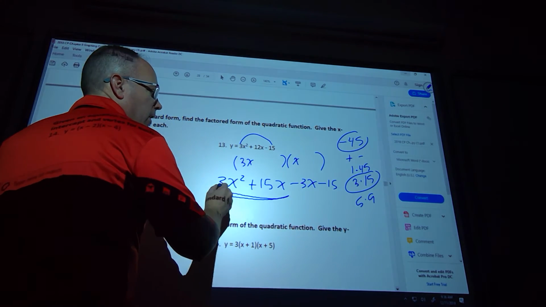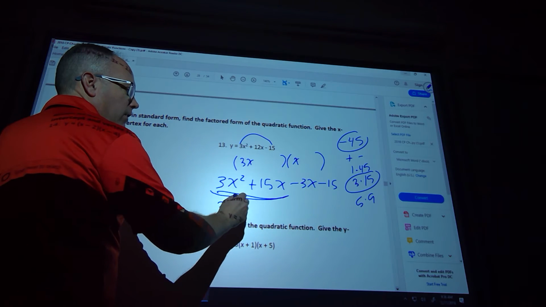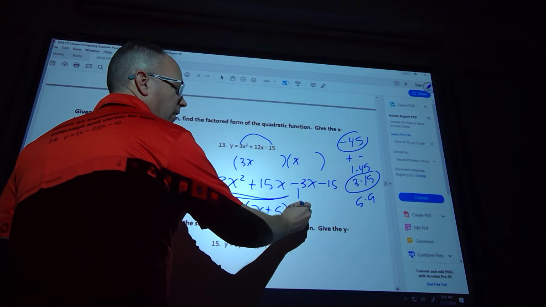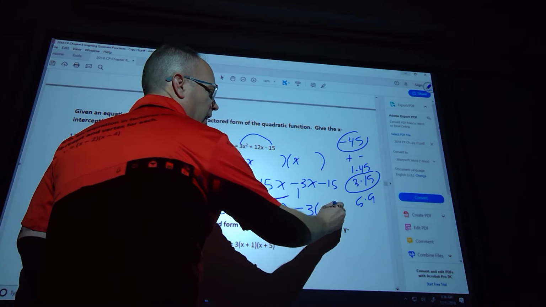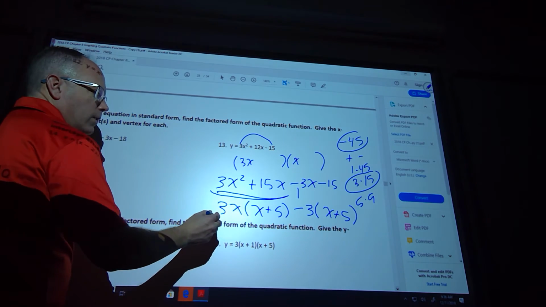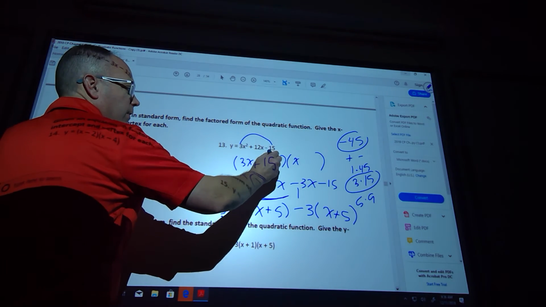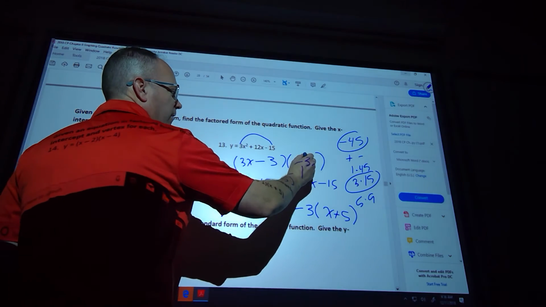Now I'm grouping it, so let's take a look at this. I can factor a 3x out, and that leaves me an x plus 5. And here, I need to make sure I factor that negative out, and x plus 5. So now I have 3x minus 3. Oh shoot, and then x plus 5.